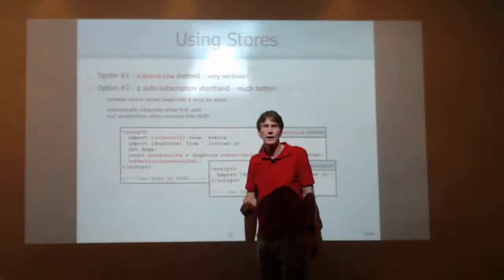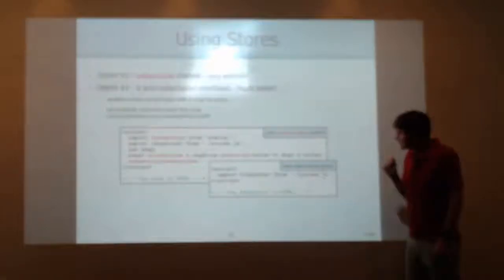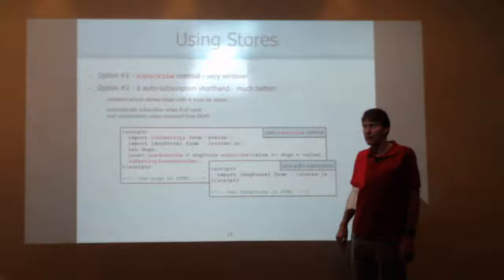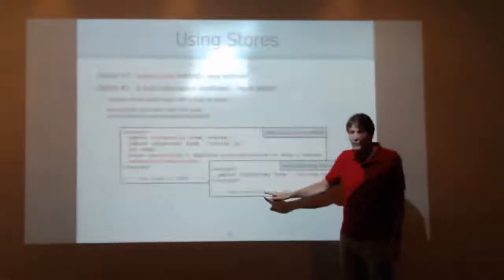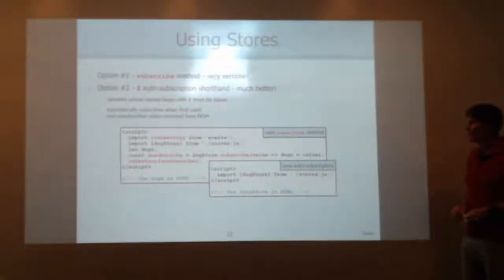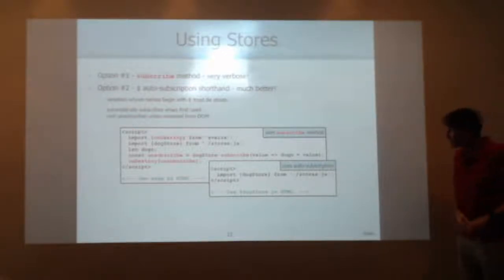I can use dogs. The simpler thing to do is to just grab the dog store. Don't subscribe. Don't unsubscribe. When I want to refer to it, just put a $ sign in front of the name. And Svelte looks at that and says, okay, the first time I hit a reference to that, I guess you want to subscribe. And when the component gets unmounted or destroyed, I guess you want to unsubscribe. And it just does it for you. So auto subscription is really what you want to use.